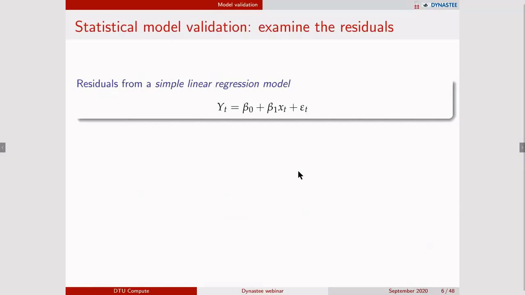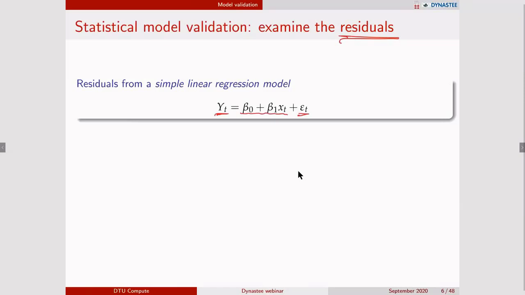What we do all the time is what we call model validation, where we examine the residuals. And what are the residuals? Let's look at this very simple model where we have some model output, which is a linear function of the inputs. So this is the intercept and the slope, and then we have some input variable, and we have the error. That's the simplest linear regression model, which we had in our statistics class in engineering.